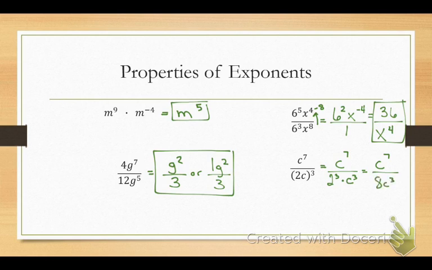But now I have one more step. What can I do with my c's? Subtract my c's. I have a common base here. What's 7 minus 3? 4. And since it's positive, I can leave it on top. c to the 4th over 8. Sorry, I multiplied it wrong. Put 8 there. All right.